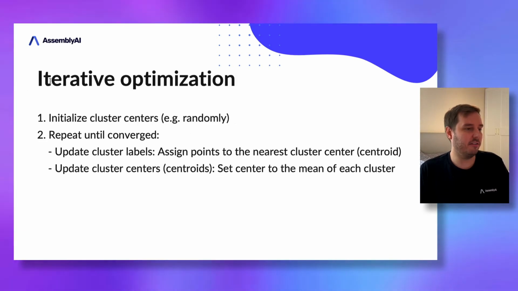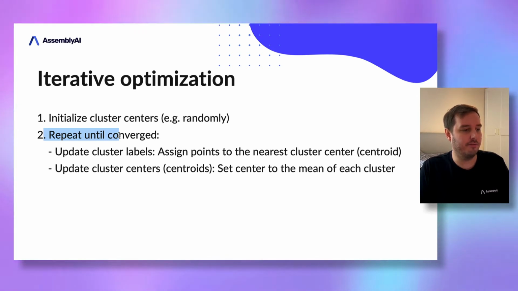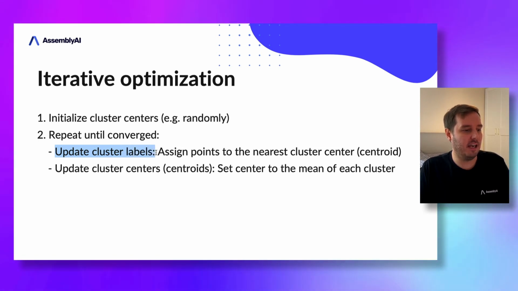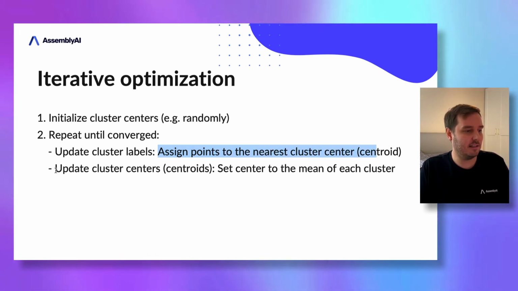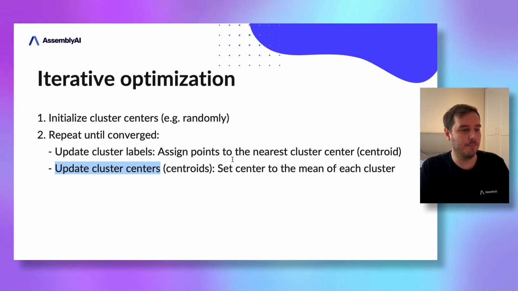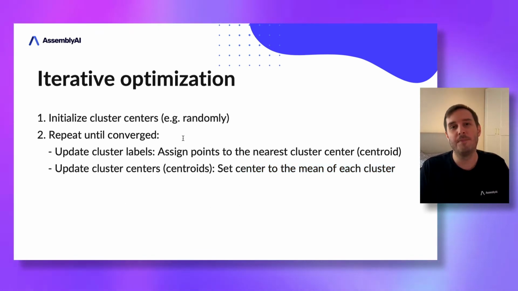This iterative optimization process is pretty easy. First, we initialize the cluster centers randomly, and then we do step 2 until they have converged, so until there is no more change. First, we update the cluster labels, and we do this by assigning the points to the nearest cluster center. And then in the next step, we update the cluster centers. So we set the center to the mean of each cluster, and then we do these 2 steps until there's no more change. Let's look at an example to make this more clear.